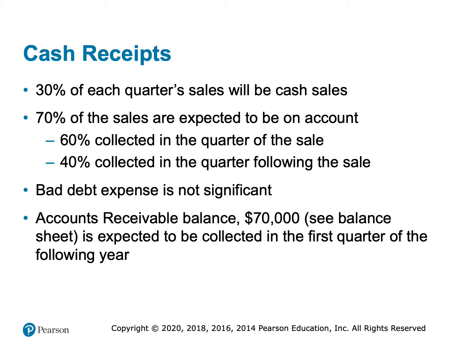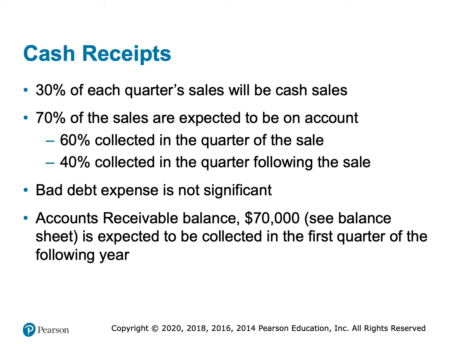Out of our cash receipts, for example, in quarter one, we look at our sales. We expected sales based on the sales budget to be $250,000 in quarter one. Out of that $250,000, we're told that we expect 30% of those to be cash sales. Cash sales are received at the time of sale. So 30% of that $250,000 is going to be received immediately.